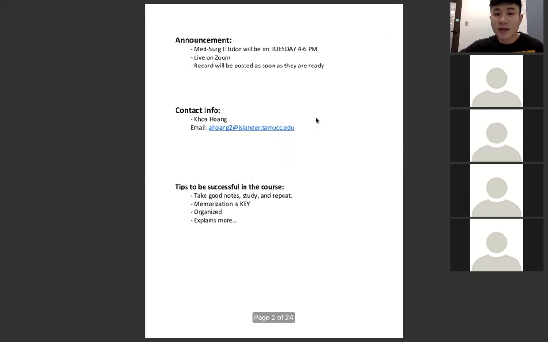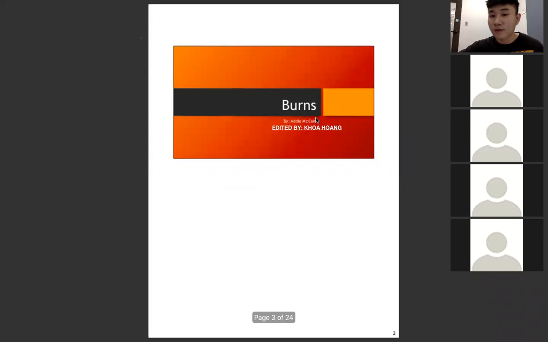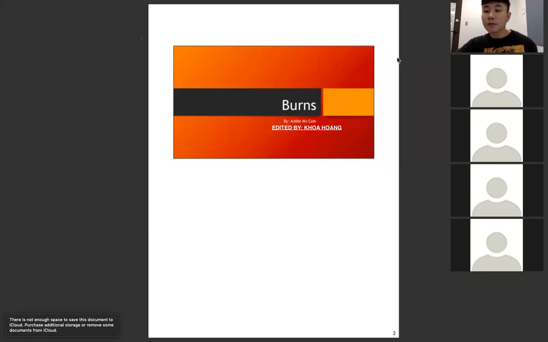And today we are going to cover burns, a pretty interesting topic, and it is one of the material that will be covered in your third exam of MED-SURG 2. There will be a question about burns in the HESI2, especially the calculation part, and also the treatment when the patient is experiencing burns. So with that all being said, let's go ahead and get started.